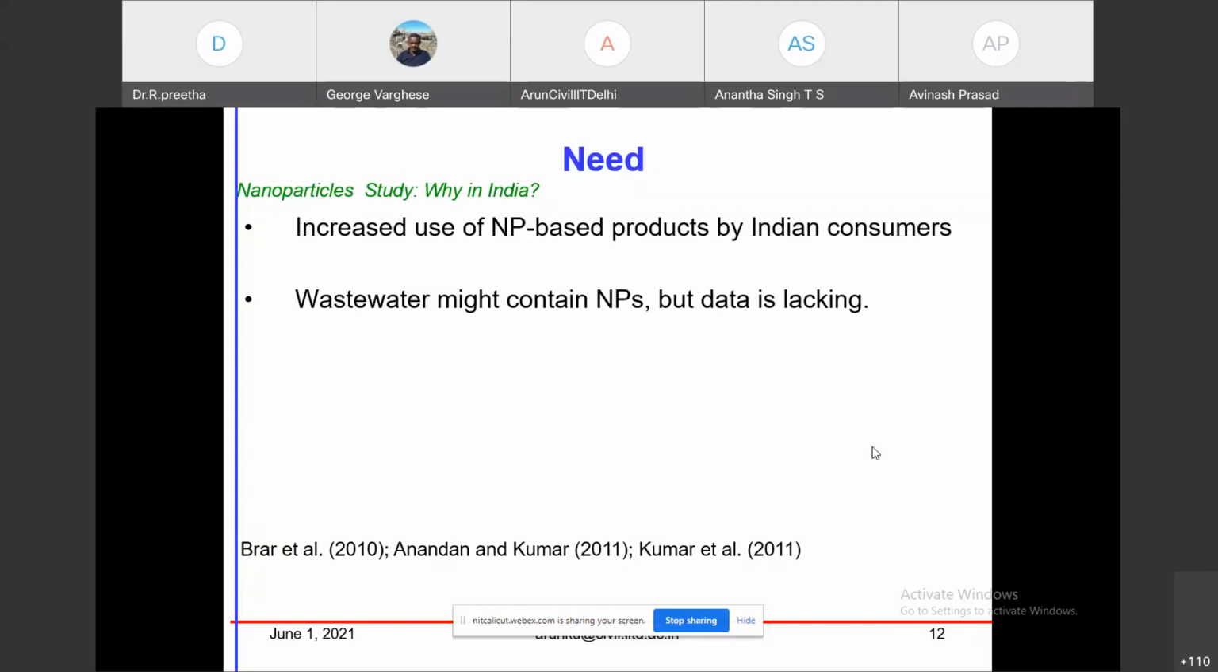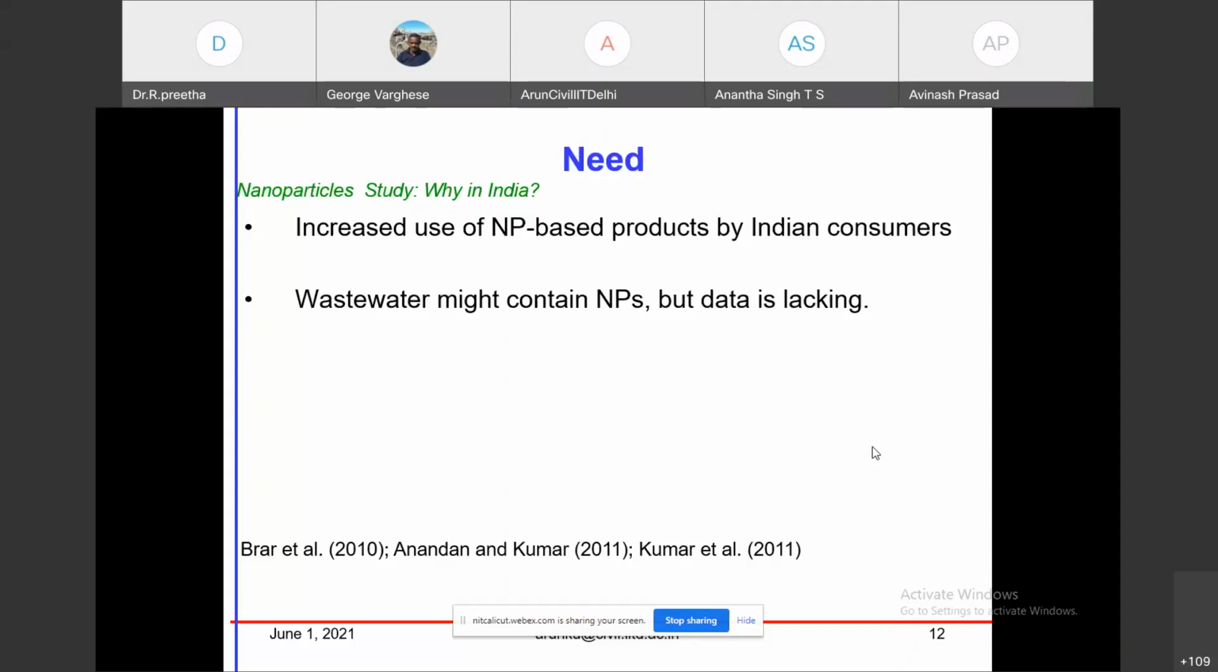But at that time nobody was really looking at the implication side. So it was a good gap area for us. We started working on that side, the implications of nanoparticles and the monitoring of nanoparticles in the water environment. These are areas which are still lacking in India.